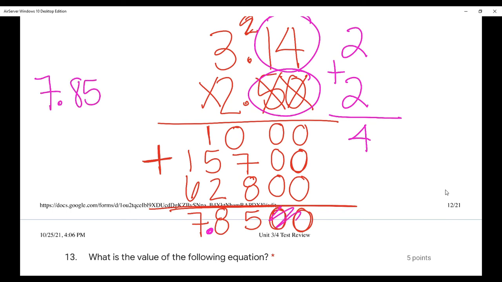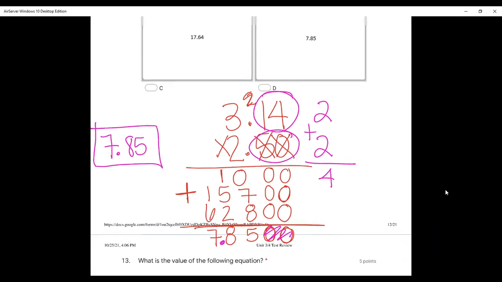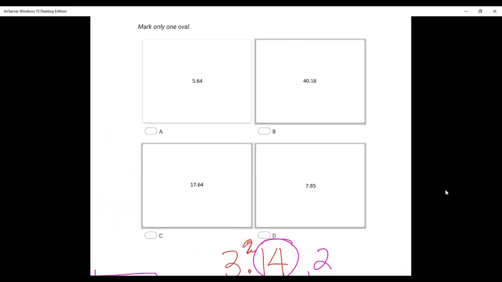And I can get rid of these zeros. Remember, after the decimal, I don't need them. They don't change the place value. I could add them or I could get rid of them. So I'm just going to keep it like this. 7.85, which is answer choice D.